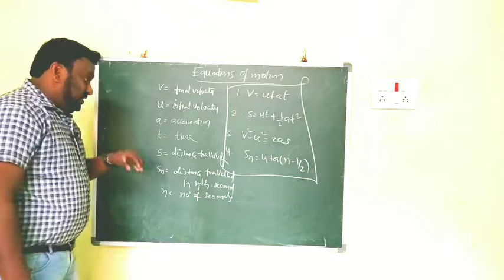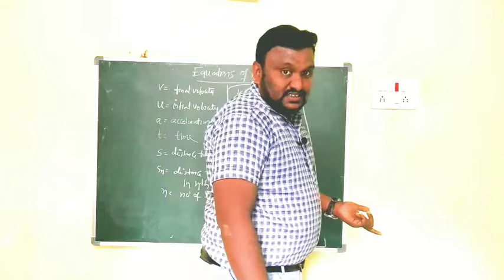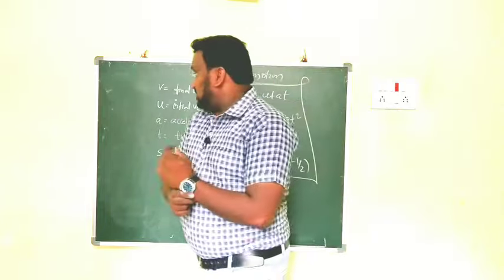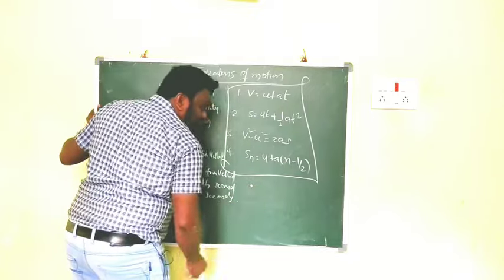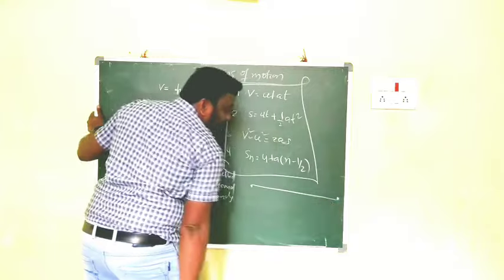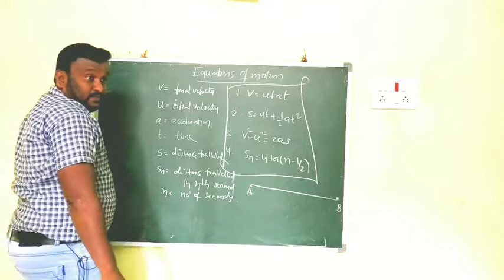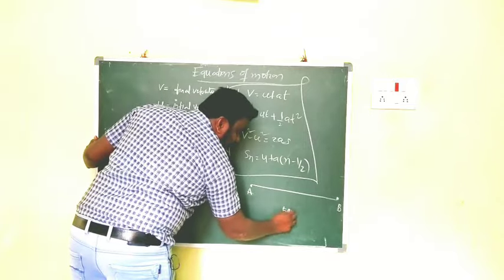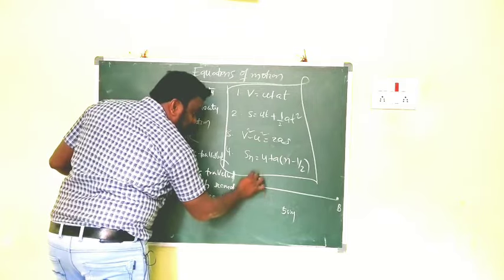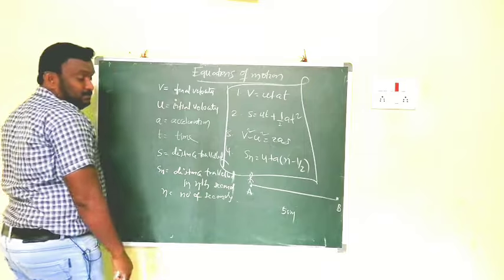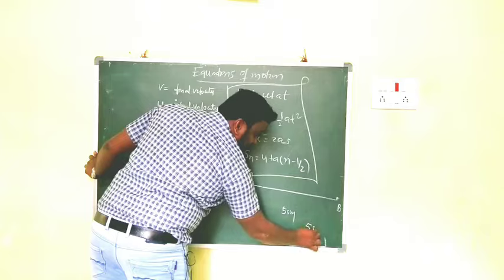Children, you have to notice the difference between S and Sn. Clear? You have to observe the difference here. Just one example. Here this is the starting position, A, and this is the ending position, B. The total distance is 50 meters. One boy started walking at point A, and he will reach B in 5 seconds.